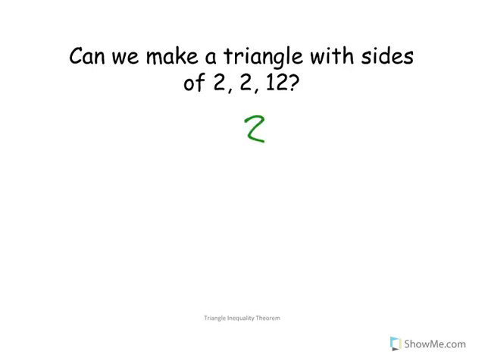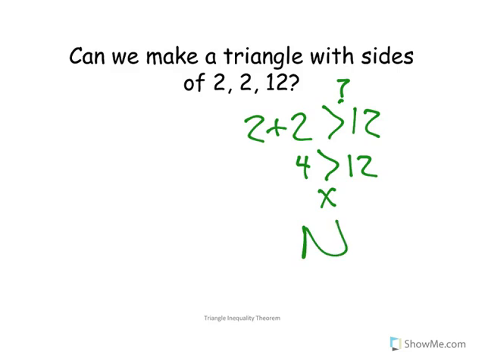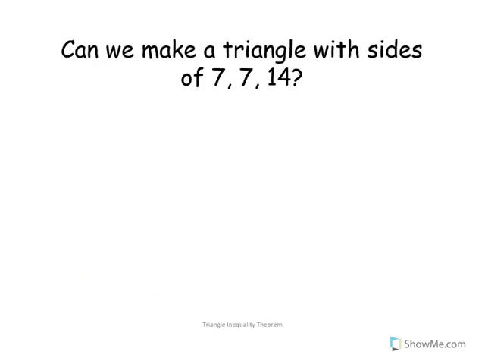2, 2, and 12. This should be an obvious example of one that is not going to work, right? 4 is not greater than 12. So we're going to say no. Again, get your ruler out if you'd like. It's actually going to look like that. So that certainly would not close.